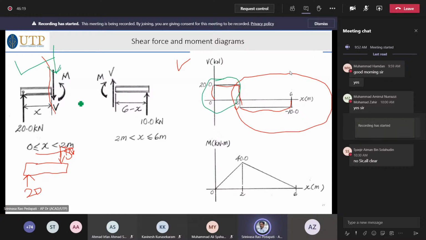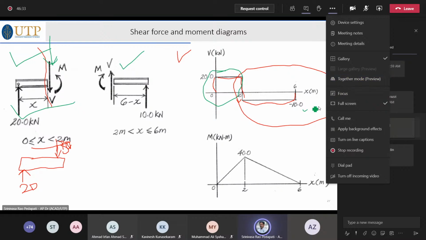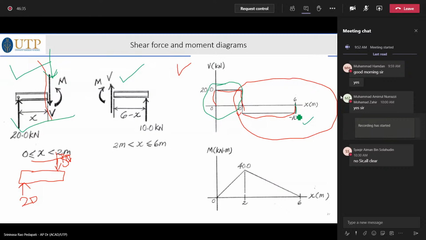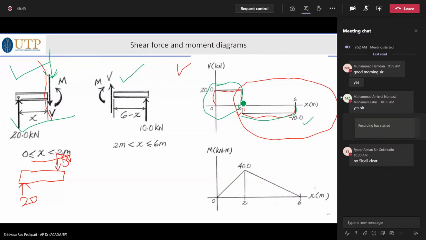Or you can also check that with this other free body diagram, which you can also say 6 minus x. That means 10 kilonewton only upward force on the right side. As I said, we consider it as a minus, therefore it is shown minus, and then it is constant. Until what point is it constant? Until it reaches 6. It reaches B. So that is the 4. So this is the shear force diagram.